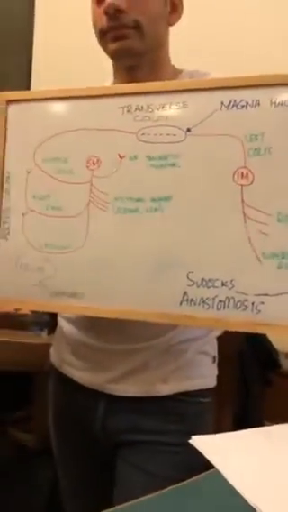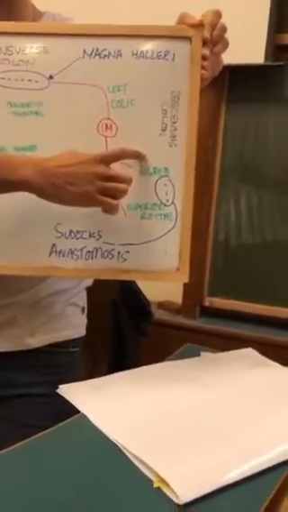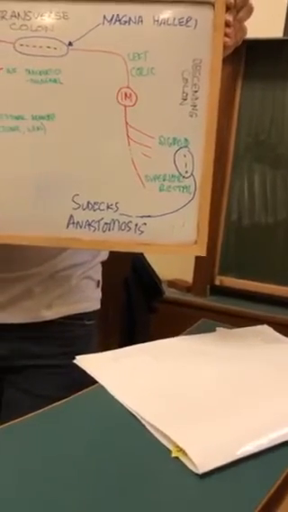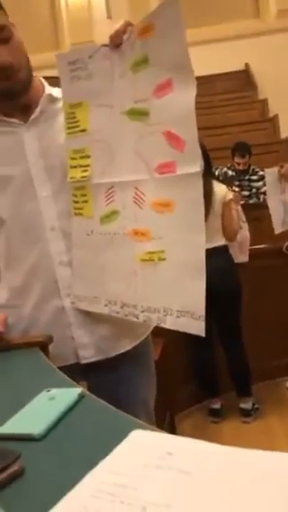If you want to be more specific, the inferior mesenteric is sigmoid and superior rectal. So it's called Sudeck's anastomosis. Do you have any questions? Remember this.